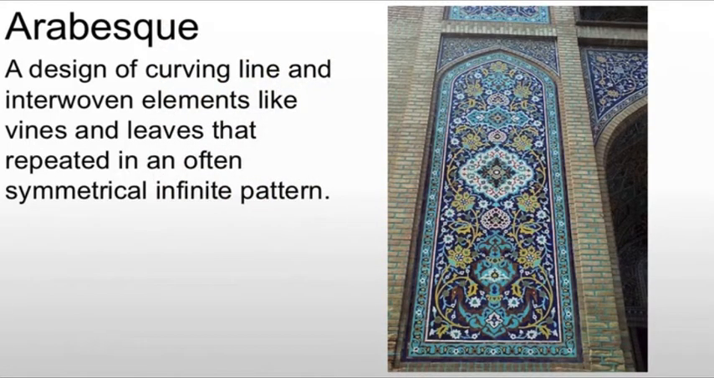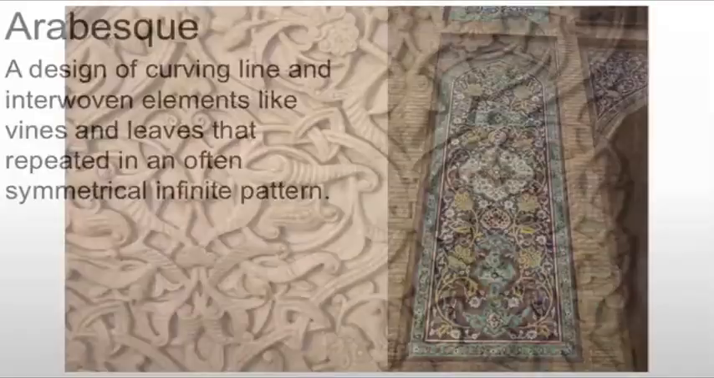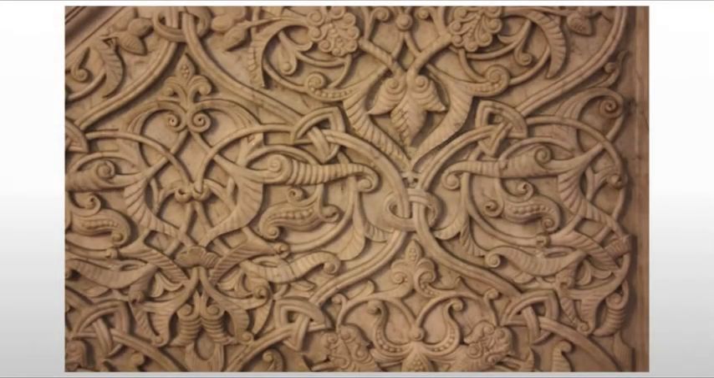Then we have the arabesque. And this is a design of curved lines and interwoven elements. Frequently, in an arabesque, you will see the plant form being applied to it. So, the plant form is a more basic form that informs the arabesque. When you look at it, you tend to have something symmetrical, but the pattern seems to be infinite. And we see patterns like this.